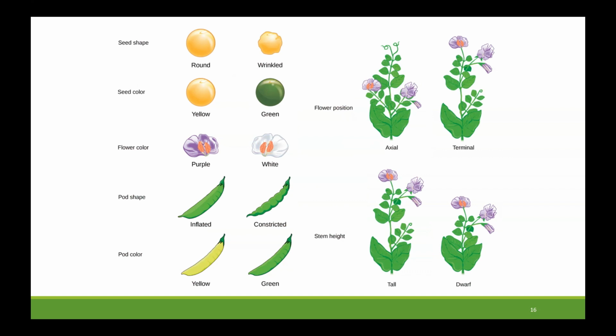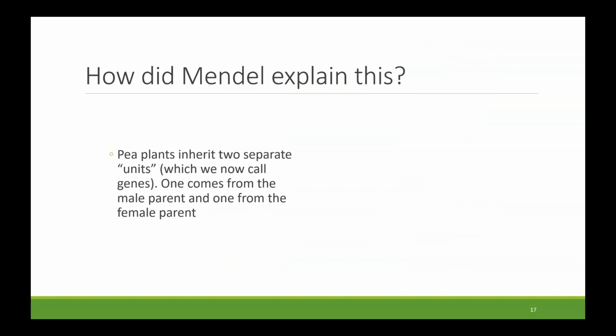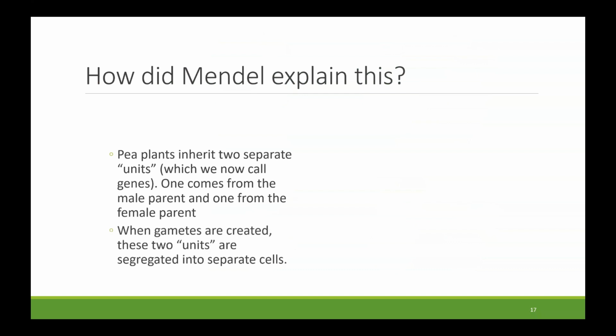So, how did Mendel explain this pattern that he saw over and over again? Well, he proposed that pea plants inherit 2 separate "units," which is what he called them. Today, we would call them genes. One comes from the male parent and one comes from the female parent. And that when the parents produce their gametes, the 2 units that they possess are segregated, which is the term that he used, into separate cells.